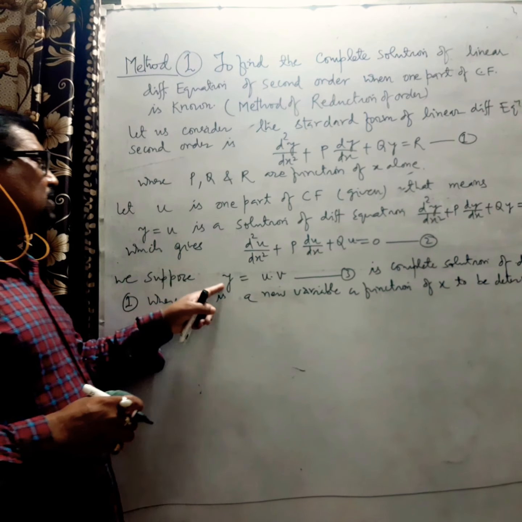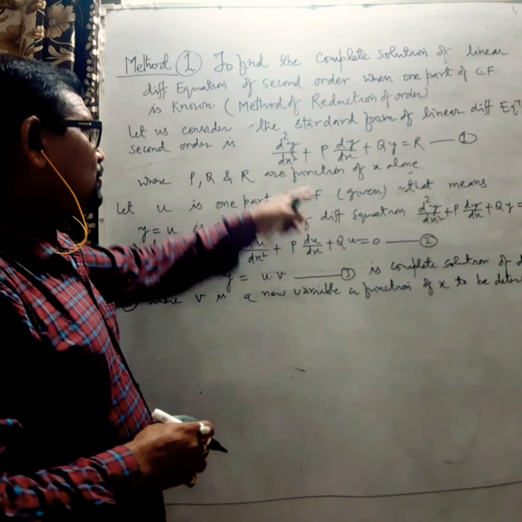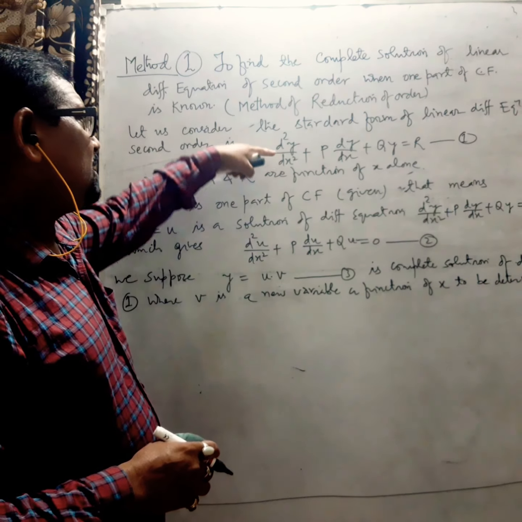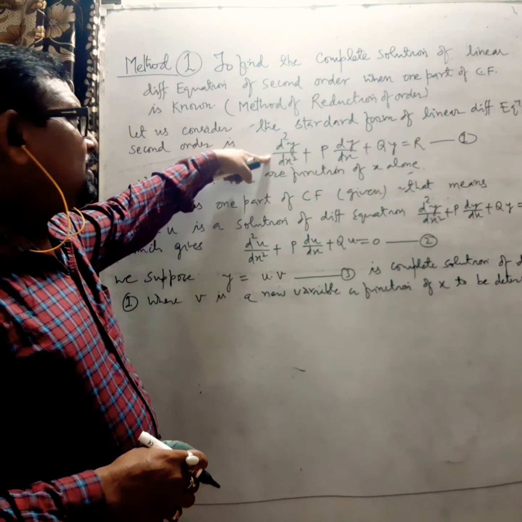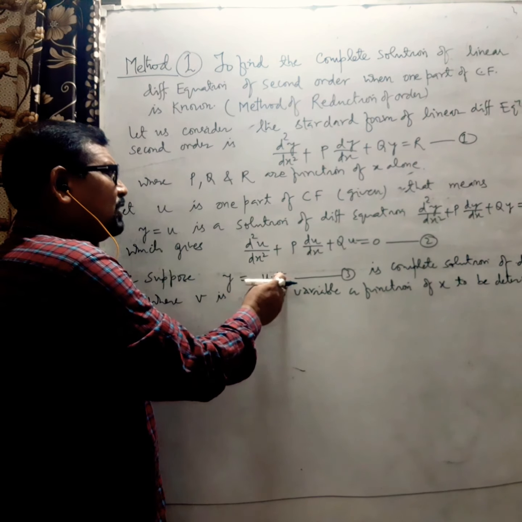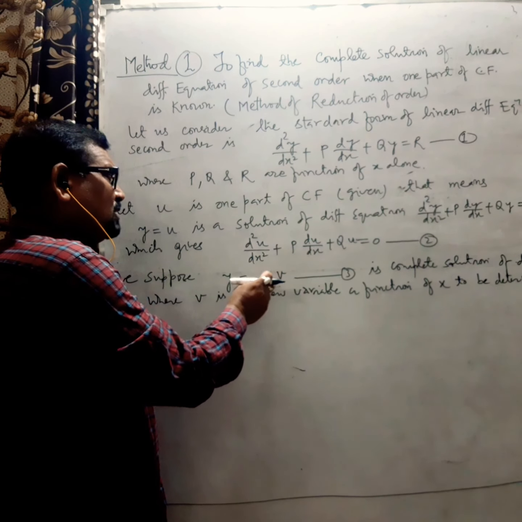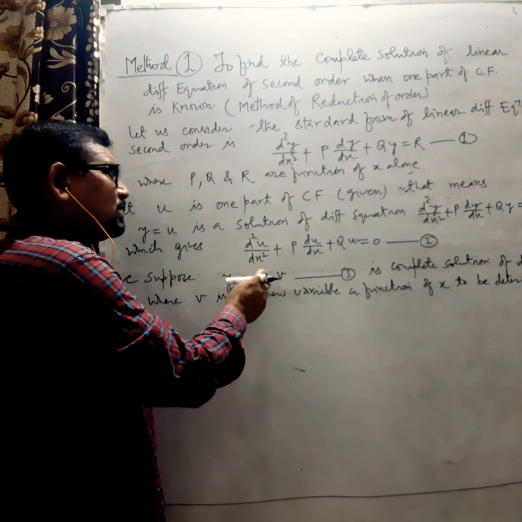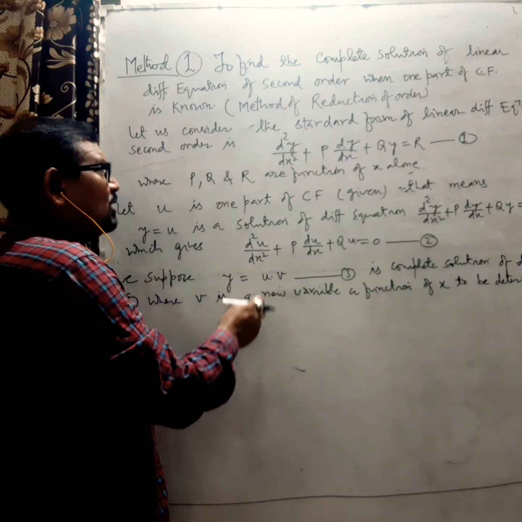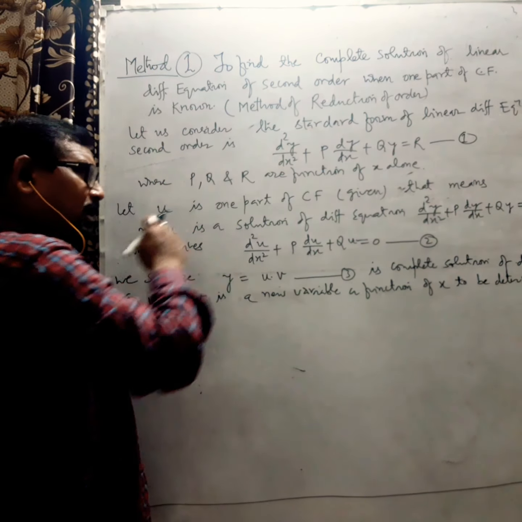Suppose y is equal to u into v, equation number 3, is a complete solution of differential equation 1. So this y is equal to u into v will satisfy the differential equation 1. In such cases, you try to find dy by dx and d2y upon dx square from this equation 3, by differentiating equation 3 one time and two times, and then we put the values in equation 1, and these values will satisfy the equation 1.